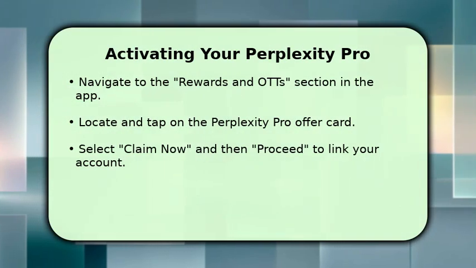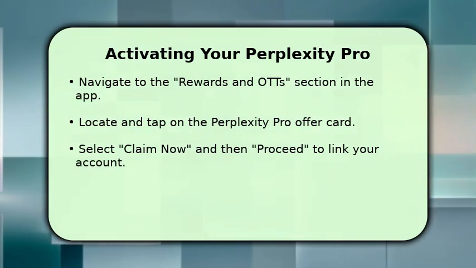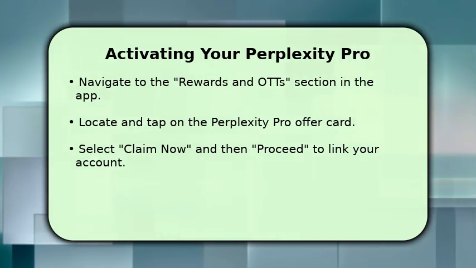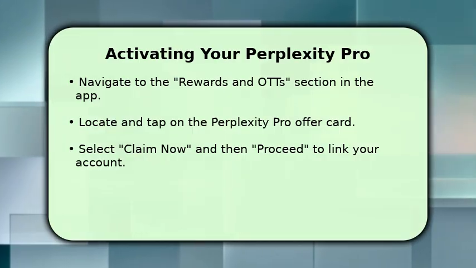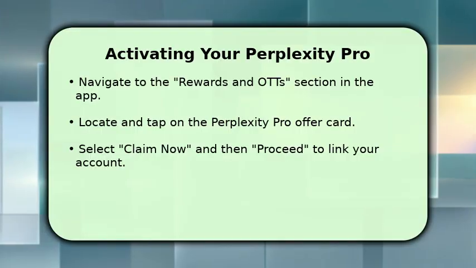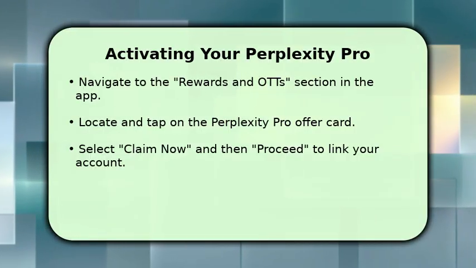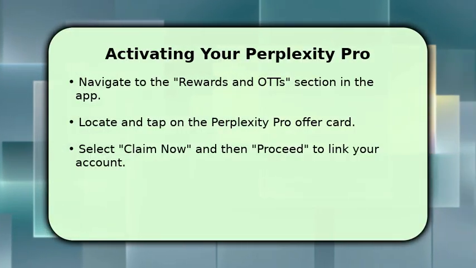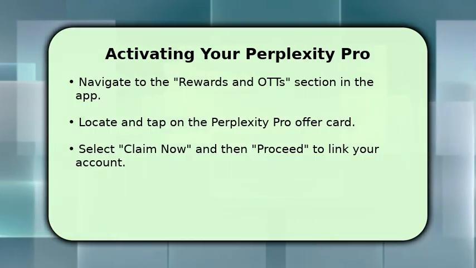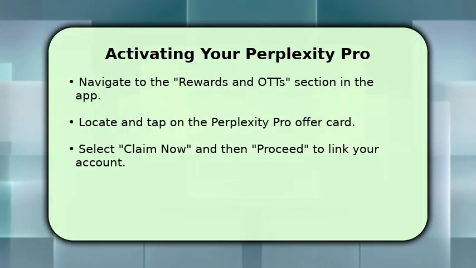Once logged into the Airtel Thanks app, navigate to the Rewards and Offers section. Here, you will find the Perplexity Pro offer card. Tap on this card, then select Claim Now and Proceed. You will be redirected to Perplexity's website to sign in with your Google or Apple ID or to create a new account. This action links your Airtel eligibility to your Perplexity profile, activating your free Pro access.